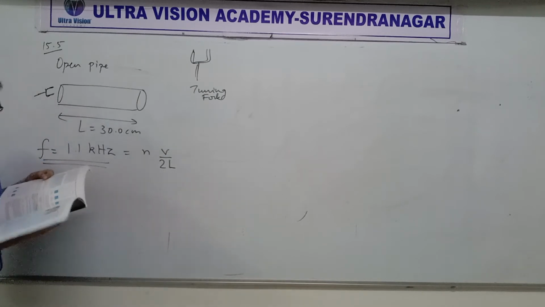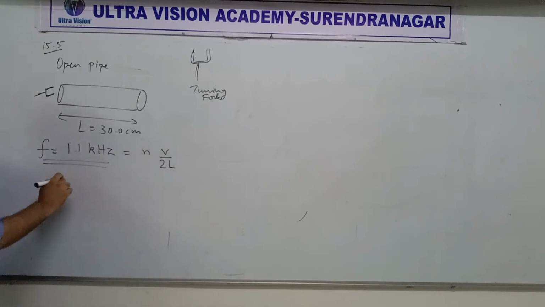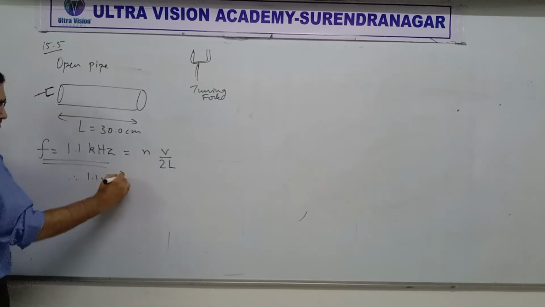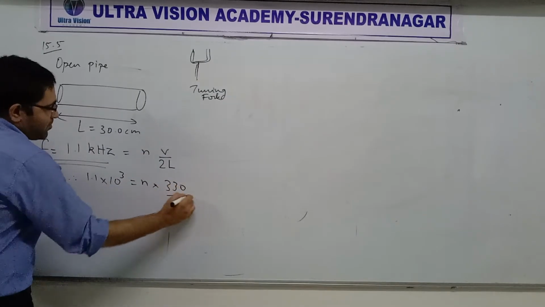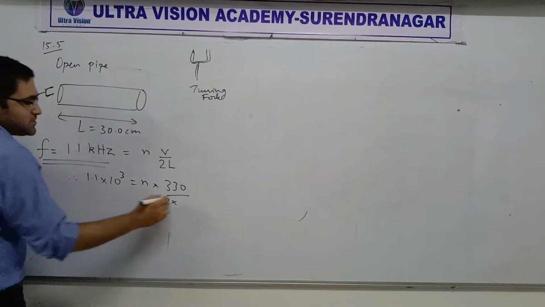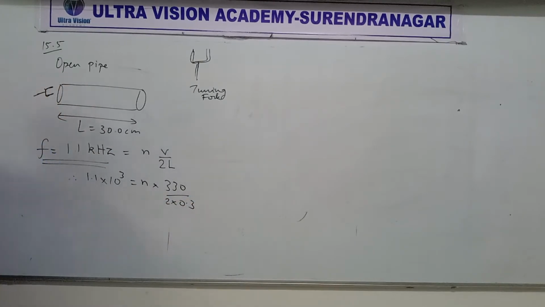Okay, which information do we have? Take speed of sound in air as 330 meter per second. Alright, so let's put everything. Therefore, 1.1 into 10 raised to 3 is equal to n into 330 upon 2 into length 0.3. Okay, right?